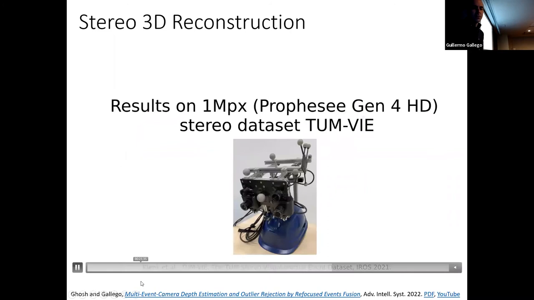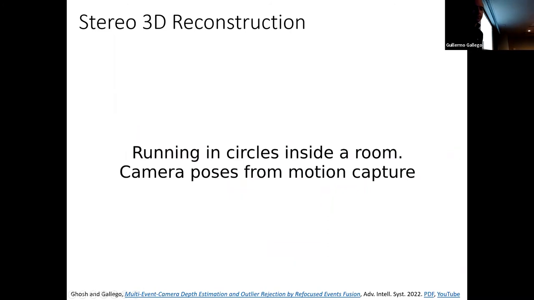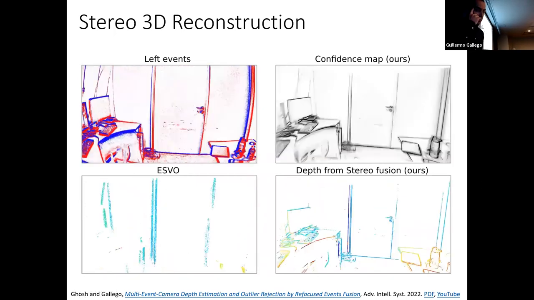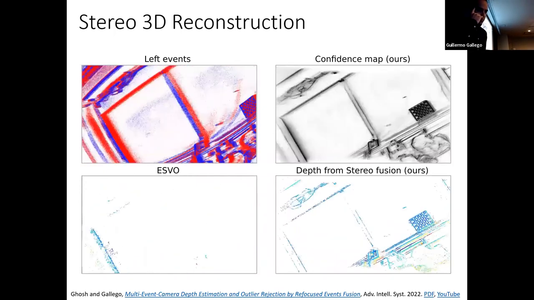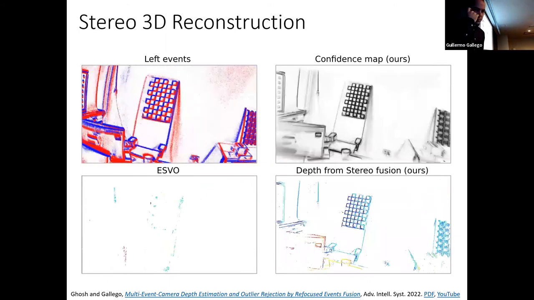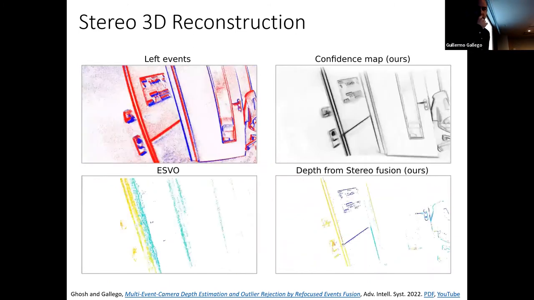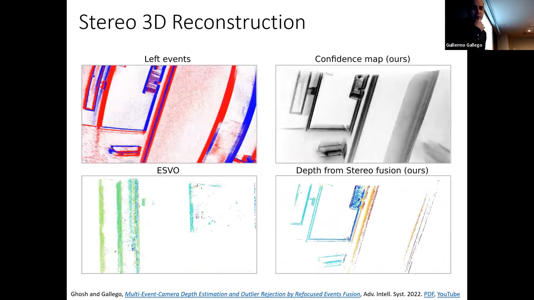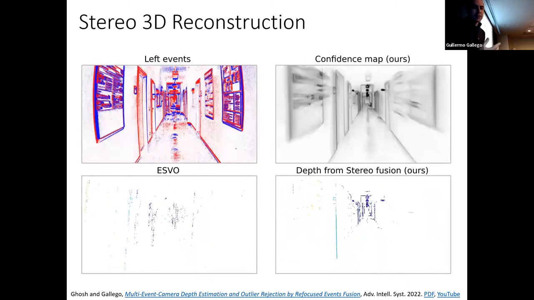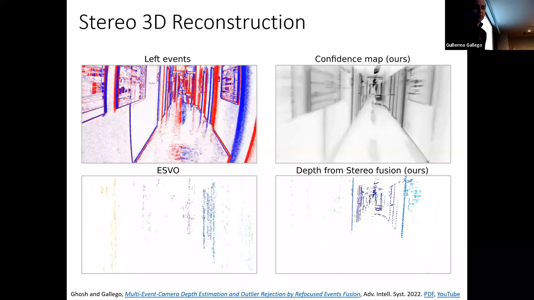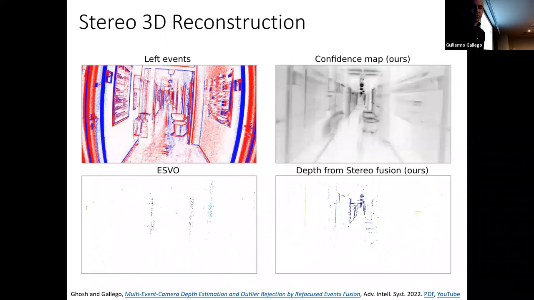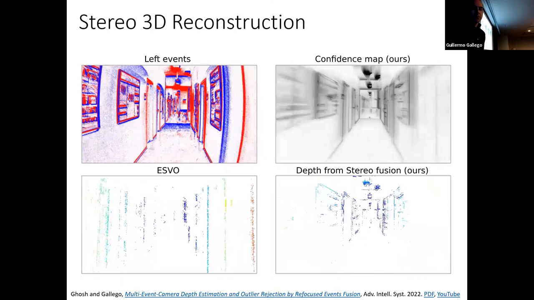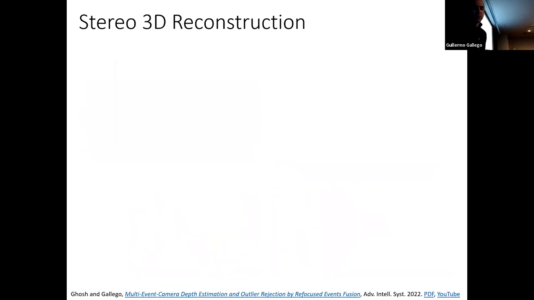These are results on the 1 megapixel dataset from TU Munich. Here the camera is moving in a room in circles. The poses are coming from a motion capture system. Outside, the poses are coming from a visual inertial odometry system. Again, this is a difficult situation. Forward motion is not great for 3D reconstruction, especially with event cameras, but we still were able to get decent depth maps. They get better when we go outdoors.